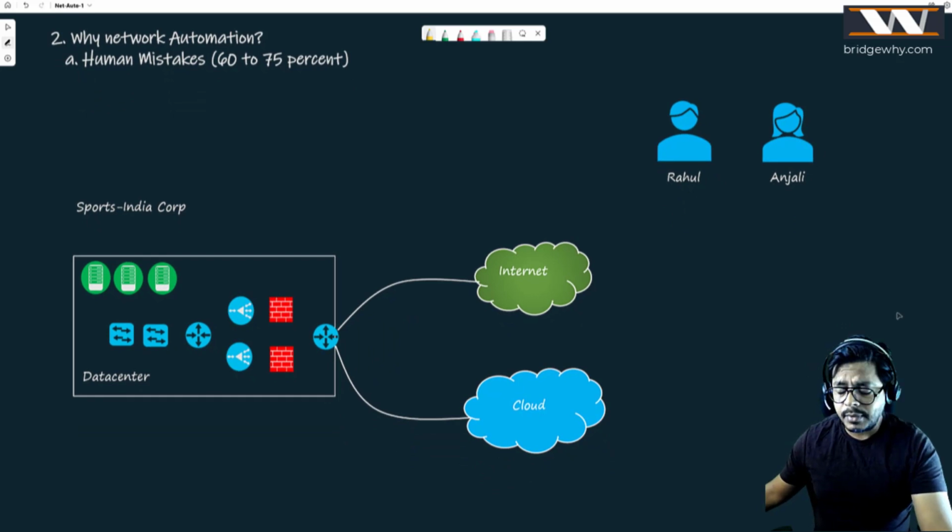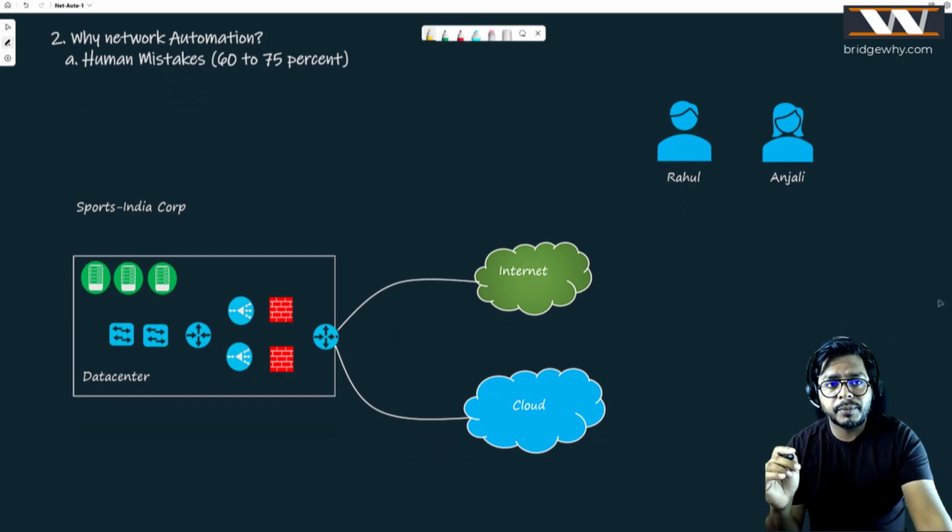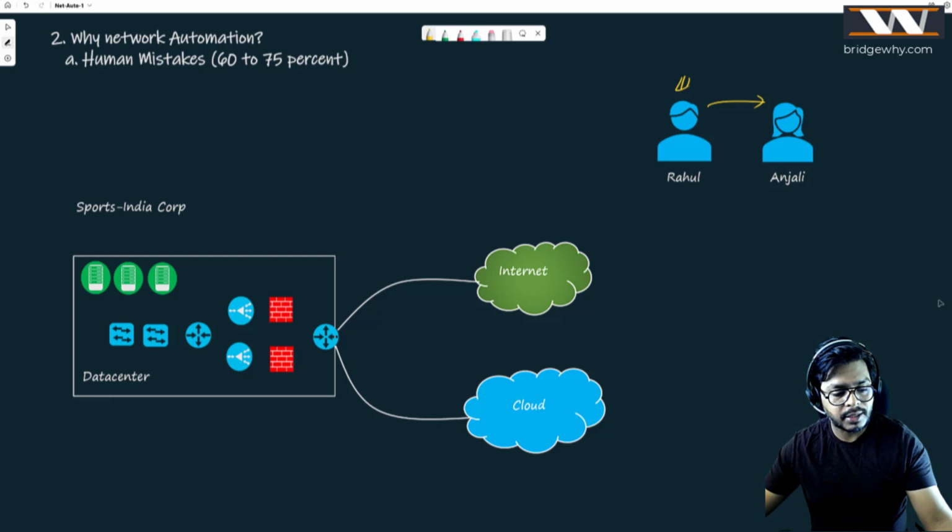And this is the example I'm going to provide you. I think it happened with almost everybody. It happened with me. It happened with many people whom I know, right? And it also happened with Rahul. So Rahul is straight away saying, Anjali, a recent incident which happened was a complete disaster for the network, right?